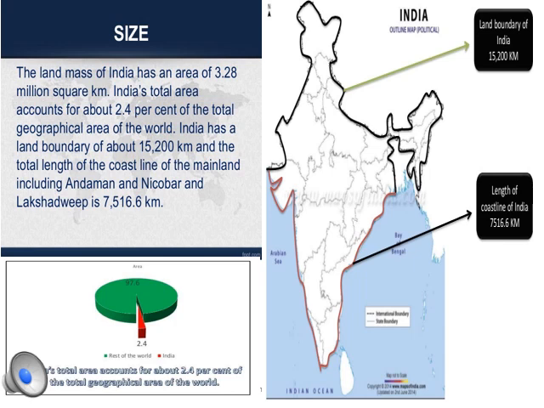So till now we have discussed the location of India. Now we are going to discuss the size of India. The landmass of India has an area of 3.28 million square kilometers. The total land covered by India is around 3.28 million square kilometers, and as per the percentage, if we calculate, we have around 2.4% of the geographical area of the world.